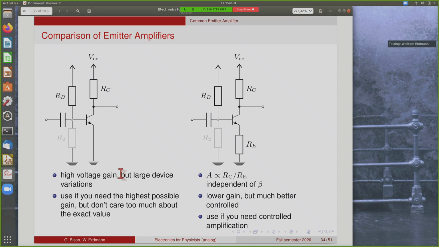On the other hand, you have this emitter resistor here. Your amplification is now independent of the transistor itself, provided, of course, that the transistor current gain is much larger than 1. Otherwise, this will not work. So the overall voltage gain of this is smaller than for this circuit, but it's much better controlled. And so this type of circuit will be used when you need not the largest possible amplification, but a well-controlled amplification.